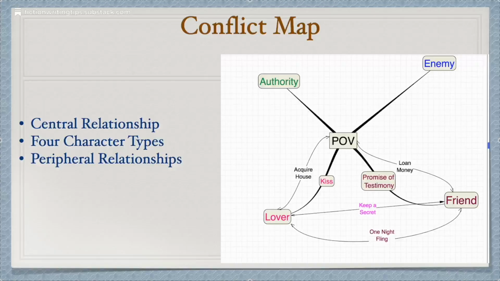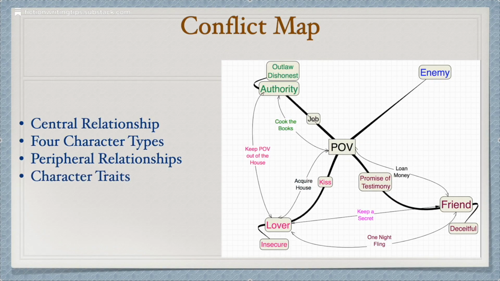What do the peripheral characters want from each other? This is where the real magic of this method happens. Plant the seeds of conflict that will blossom into strong subplots. What might the authority want from the friend or from the lover? Brainstorm things that cannot be easily granted. As you do this, consider traits that might be essential to each character. Jot them in circles next to the characters.